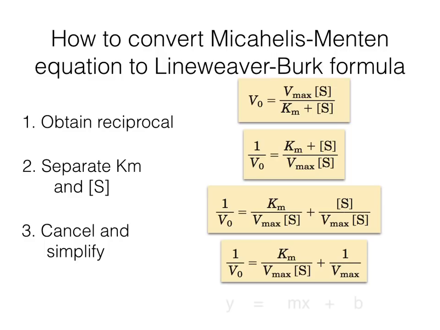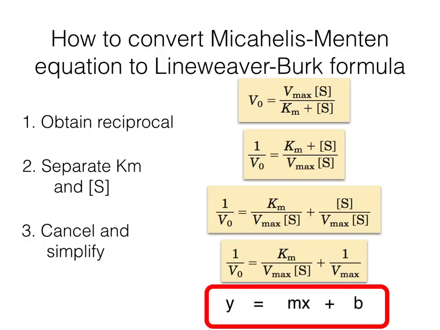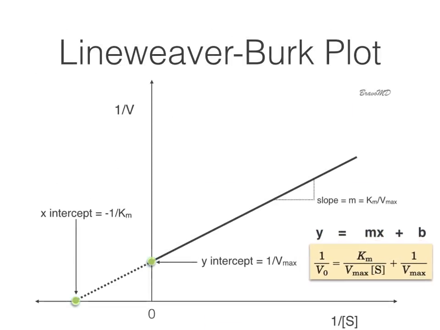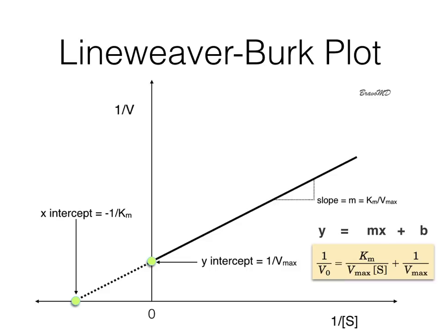If you notice, it follows a certain algebraic format. Y is equal to mx plus b, where y is the 1 over V0. The b is the y-intercept, it's 1 over Vmax, whereas the x is 1 over S, with the slope m corresponding to Km over Vmax. So if we're going to plot this now, instead of a hyperbolic curve, what you have is a linear line.